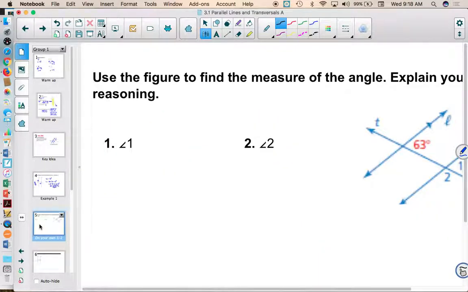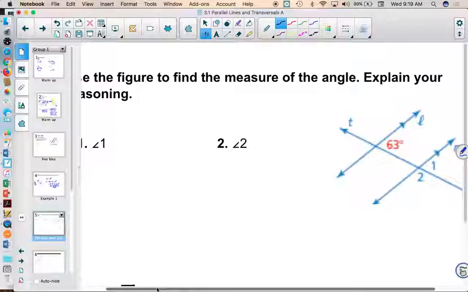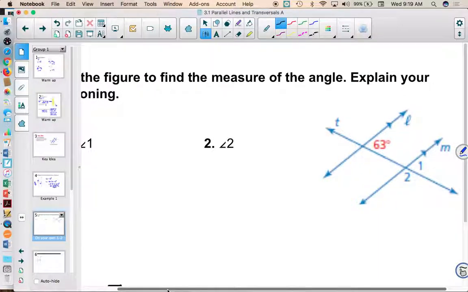All right, a little bit of a different one. Find the measure of the angle and explain your reasoning. What is the measure of angle 1? What is it going to be, Natalie? 63 degrees, Natalie? They're corresponding. What's it corresponding with?